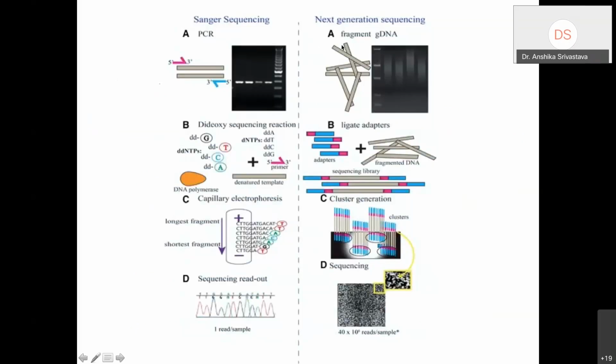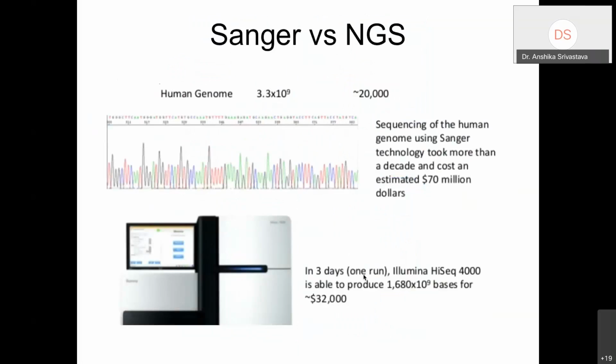Here I have shown the principle and the steps for next generation sequencing technology. You have DNA, the DNA concentration is around 2 to 3 microgram, and you fragment the genomic DNA, then ligate the adapters and build the library. There is a cluster generation on the panels, and then they undergo the sequencing in the sequencer, like your HiSeq 4000.